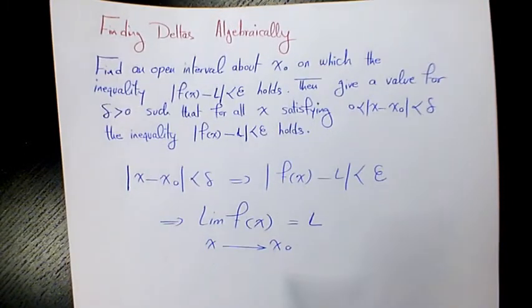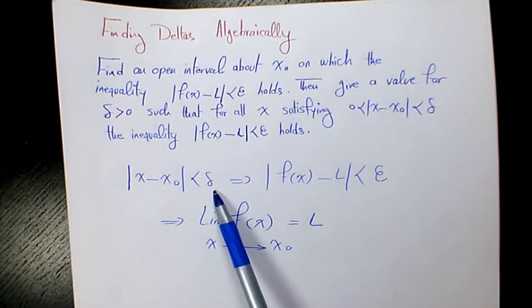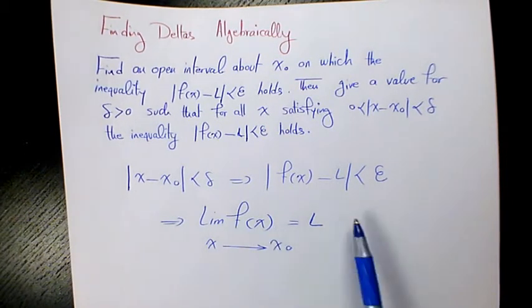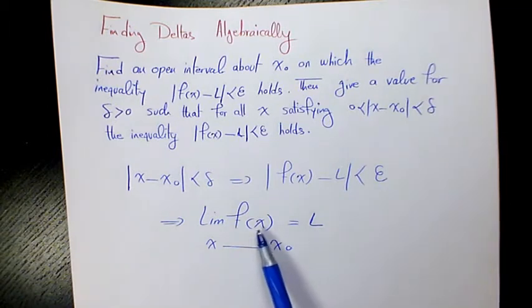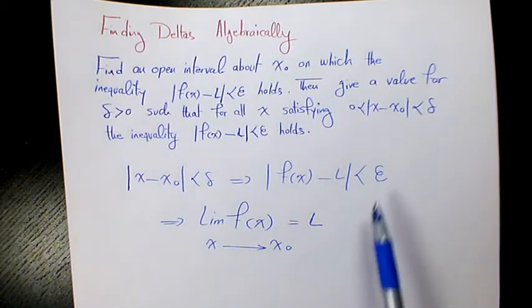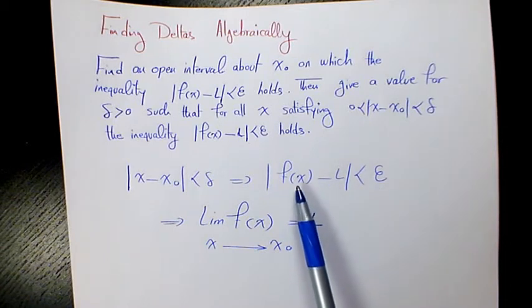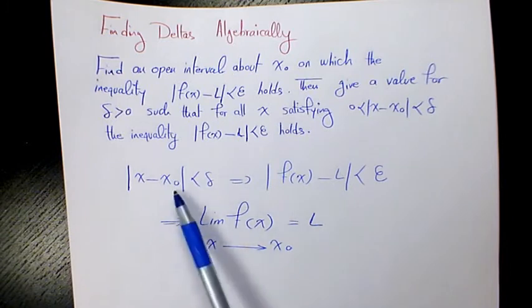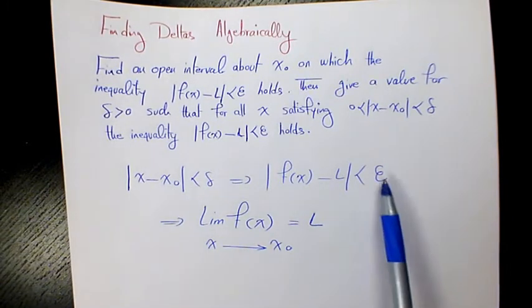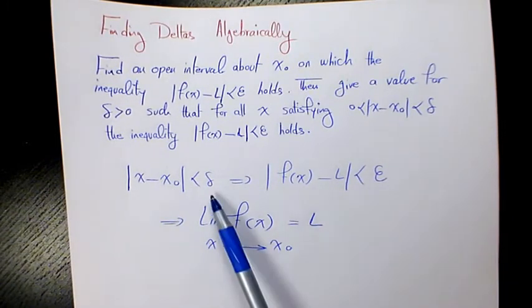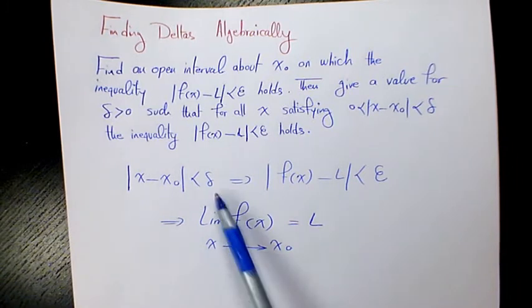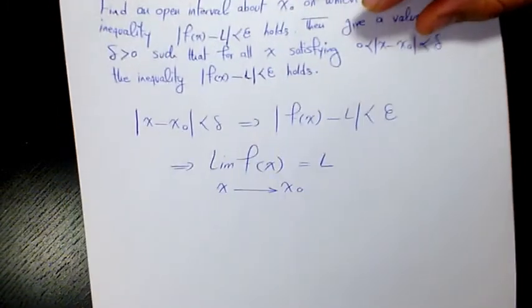It means that the distance between x and x naught is very small, smaller than delta. Then we can conclude that the distance between f of x and L is very small as well, which in this case is smaller than epsilon. Now in these examples, f of x, L, x naught, and also epsilon are given. We can find out the value of delta. Let's start from the first one.